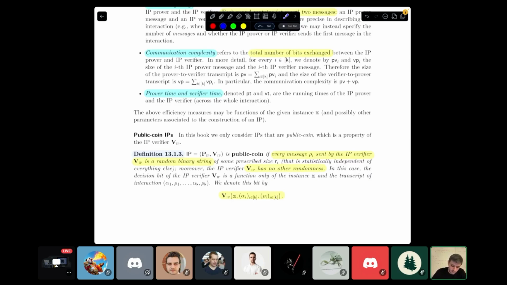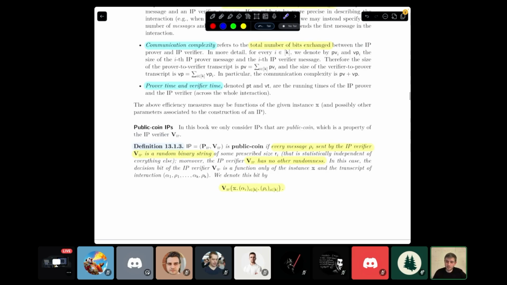Okay, so so far we were talking about IPs in general, and a very important class of IPs is the class of public coin IPs. And what is a public coin IP? A public coin IP is an IP in which the verifier messages are just its randomness. Remember, I said that the verifier and the prover are randomized algorithms, so they have some randomness that they own. In a public coin interactive proof, all of the messages from the verifier are going to be the verifier's own random coins, and we denote this by that. So the decision bit of the verifier is fully determined by alphas, the prover messages, and the randomness that it shares with the prover, and of course the instance.